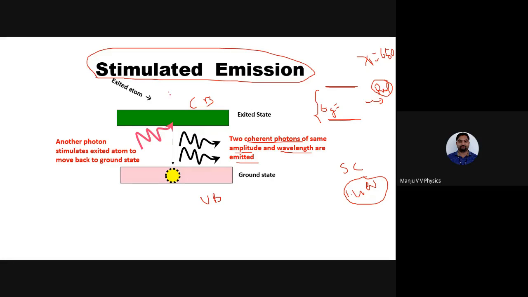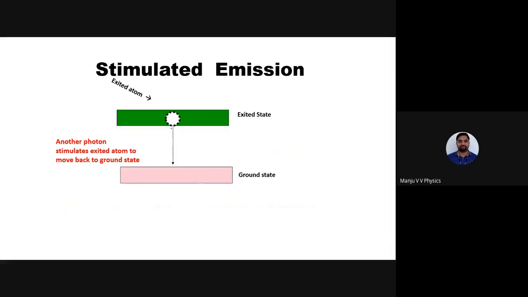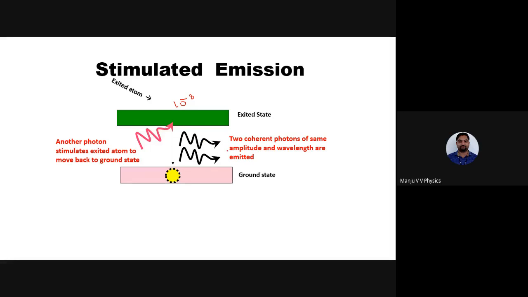Within 10 power minus 8 second, the atom will be in the excited state. It stays only up to 10 power minus 8 second. Within that time, you pass some extra energy in order to disturb and stimulate it. Due to the stimulated emission process, the atom comes to the ground state. When it comes to the ground state, it emits two photons. Those two photons will be coherent, monochromatic, and have the same amplitude. These two photons are called laser beams.